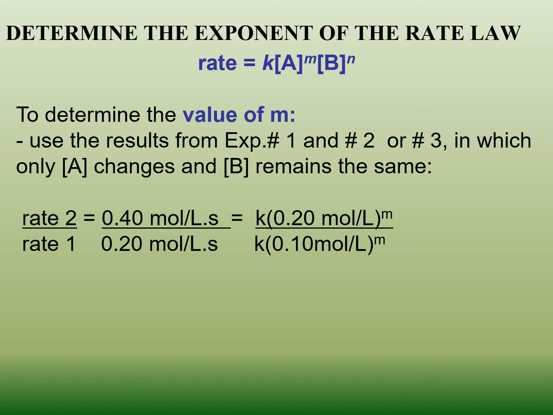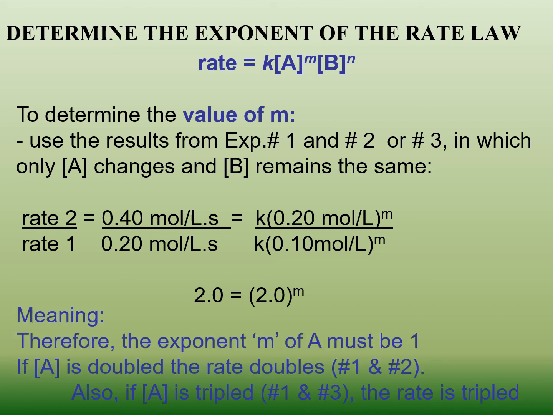When we solve the left side, dividing 0.4 by 0.2, the units cancel and we are left with the value of 2.0. When we solve the right side, the K's cancel each other, as do the units, and we have 0.20 to the M divided by 0.10 to the M, which equals 2.0 to the power of M. What does this mean? The only way the above equation can be equal is if M equals 1. Therefore, the exponent M of A must be 1. This is a first-order reaction.